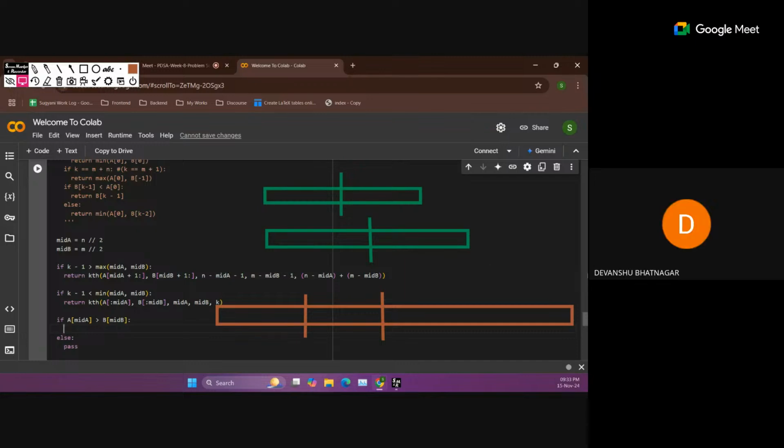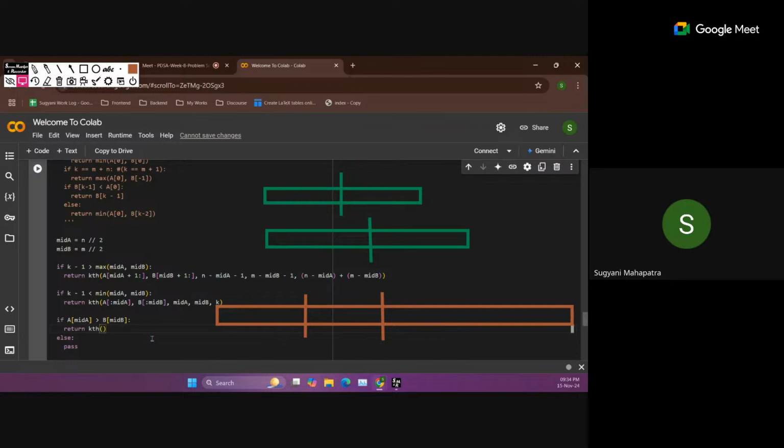Then we search after A of mid of A, but before B of mid of B. No, you're getting confused. My A of middle of A is greater than B of middle of B. So that means my middle of B in value should lie somewhere here, and my middle of A will come somewhere over here. We have to then search after mid of B and before mid of A. Exactly.